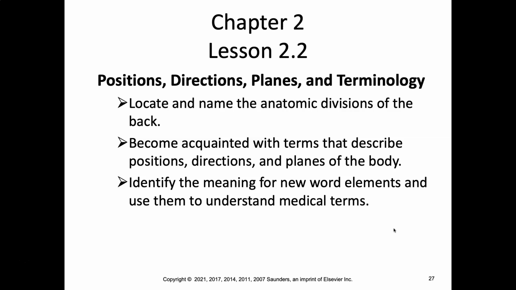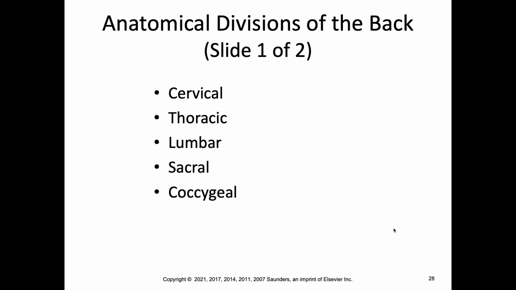All right, positions, directions, planes, and terminology. Let's locate and name the anatomic divisions of the back. We're going to become acquainted with terms that describe positions, directions, and planes of the body, and identifying the meaning for new word elements and use them to understand medical terms. So let's get to it. There are 5 anatomical divisions of the back. And when we're talking about this, we're talking the spine, the vertebrae. There's cervical, thoracic, lumbar, sacral, and coccygeal.